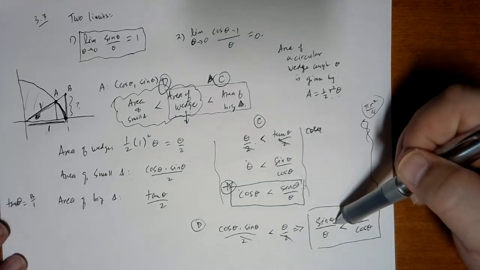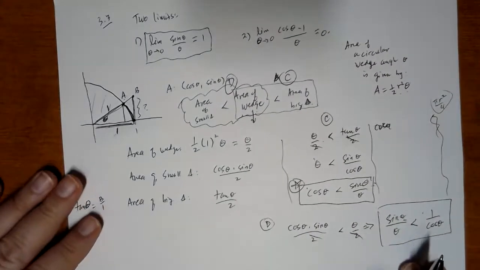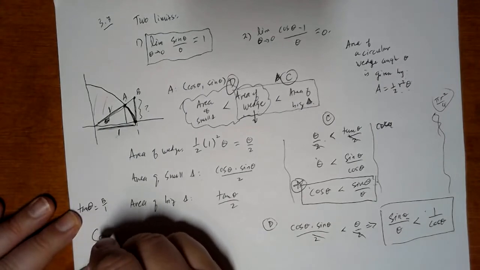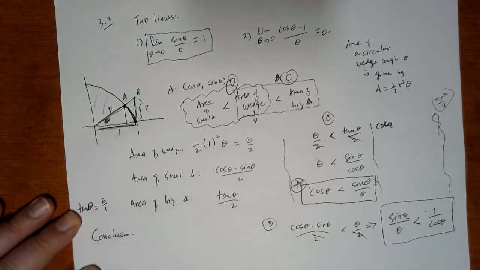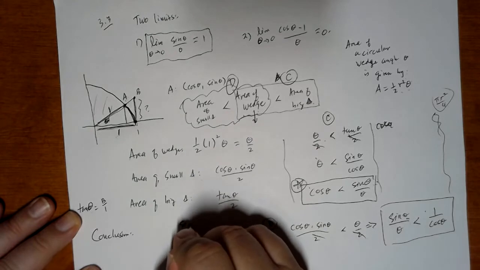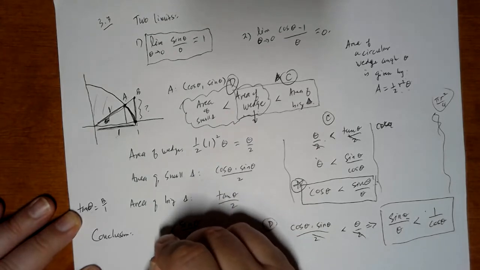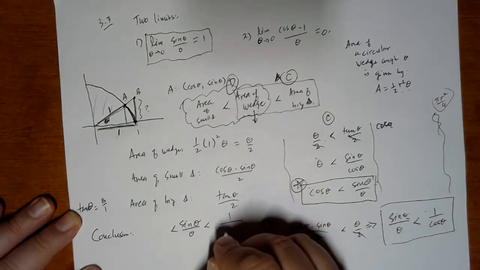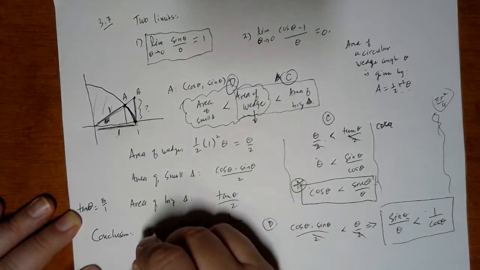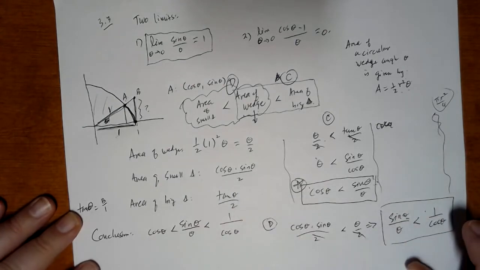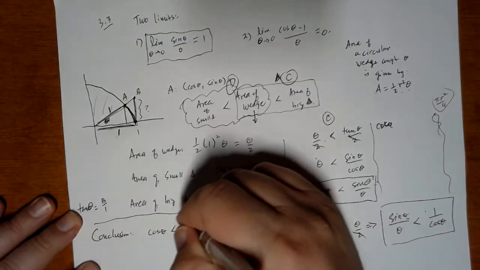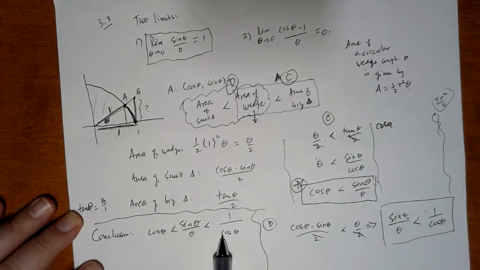What is our conclusion from all of this work? The conclusion is that the sine of theta over theta for small theta is stuck between 1 over cosine theta and cosine theta. Very good. Now, why is this nice? You can see here I'm setting up the conclusion to the squeeze theorem. I'm squeezing sine of theta over theta between these two functions, right?